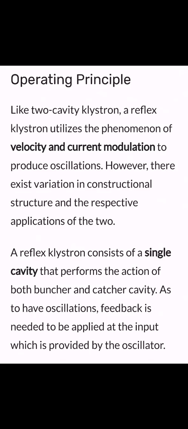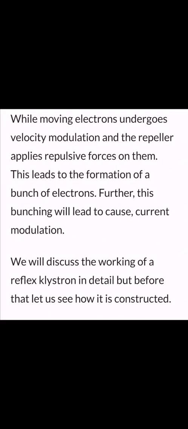To have oscillations, feedback needs to be applied at the input, which is provided by the oscillator. While moving, the electron undergoes velocity modulation and the repeller applies a repulsive force on them. This leads to the formation of a bunch of electrons, and further this bunch will cause current modulation.